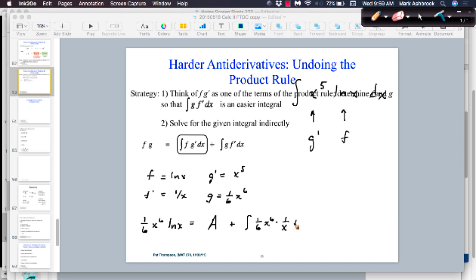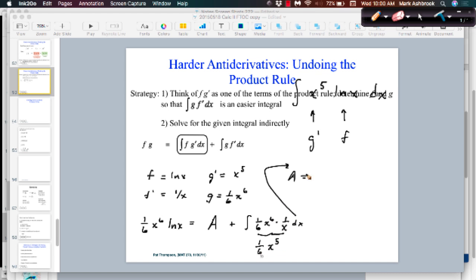Okay. And that equals 1 over 36 times 1 over 36 x to the 6th. So you're doing the antiderivative of this? Yeah. So it's 1/6 x to the 6th over x, which is x to the 5th. And now you're doing the antiderivative, so that's where you're getting the 1/36th.